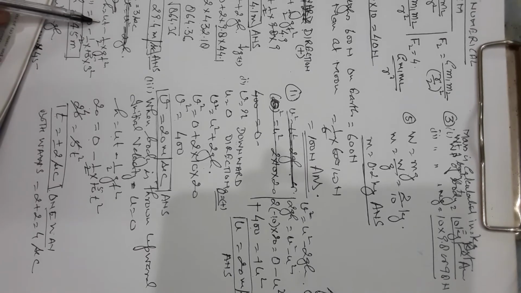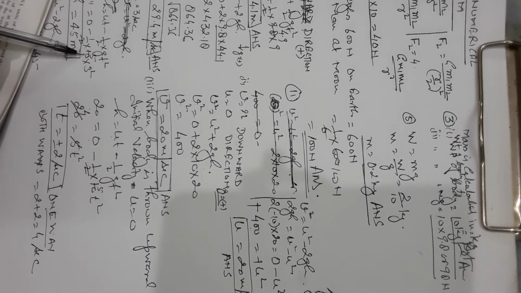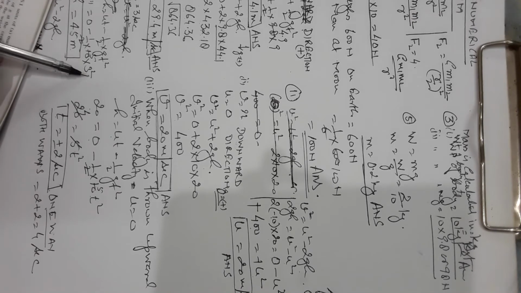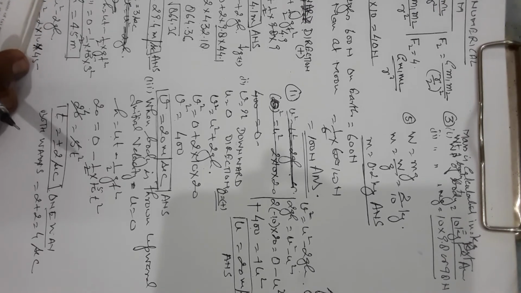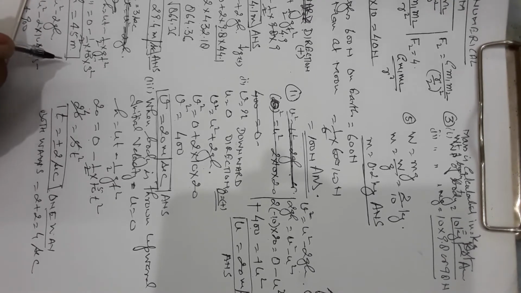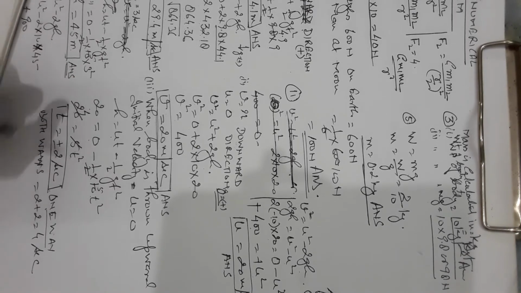h is equal to ut minus half of gt square. h is unknown, initial velocity 0, half, the value of g is 10 and time 3 square. It will become 45 meter. Please check. 45 meter. The second part is the right answer: the maximum height attained by the ball is 45 meter.